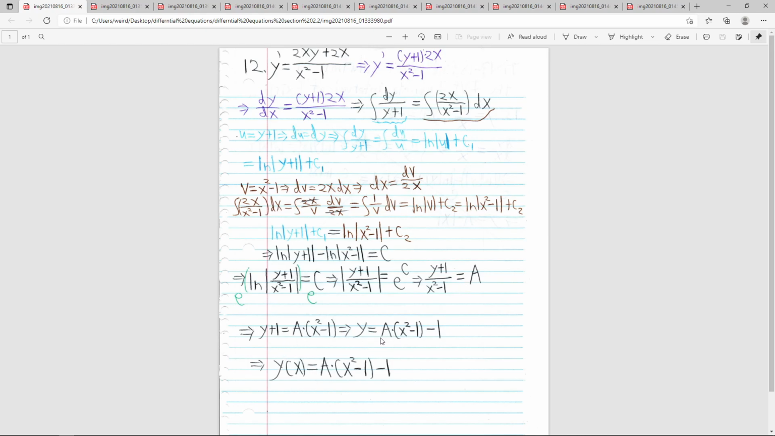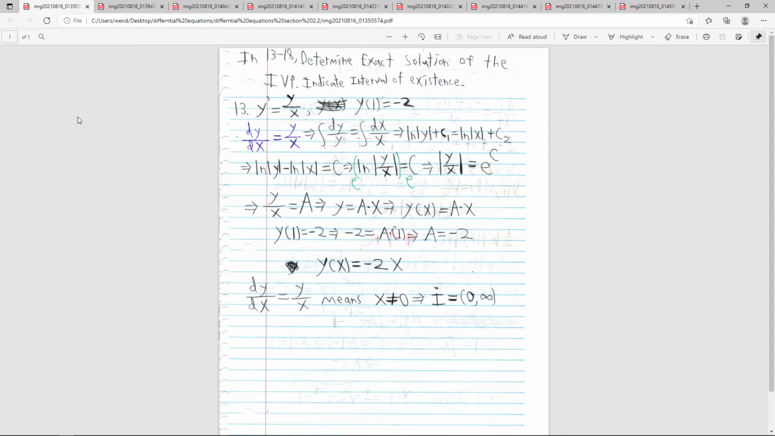Then we simplify from there. You multiply by x squared minus 1, and then you subtract 1. So y of x equals a times x squared minus 1, minus 1. So in these next several ones, we determine the exact solution of the initial value problem, and we have to indicate the interval of existence as well after we find the solution. And it's an exact solution this time because it's for the initial conditions given, however you want to put it.